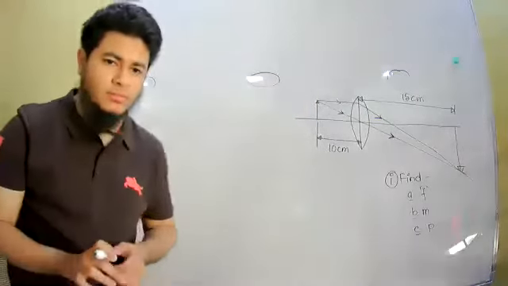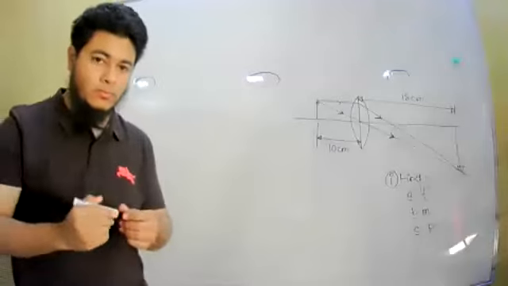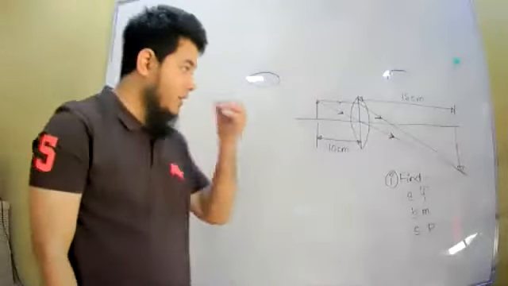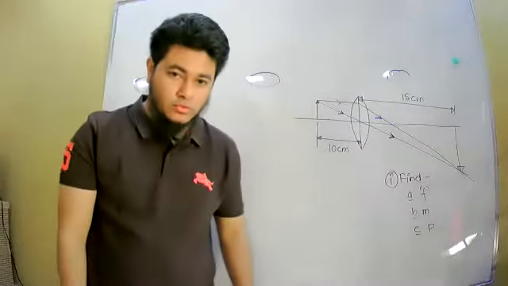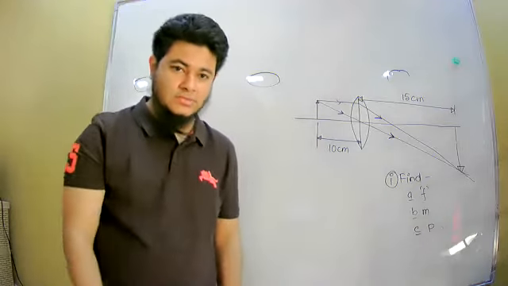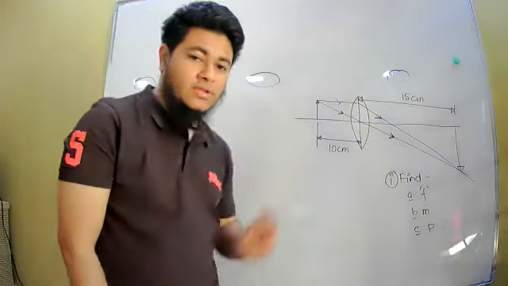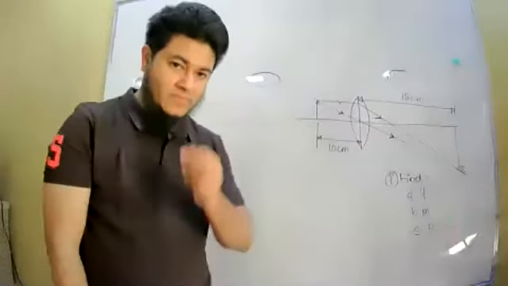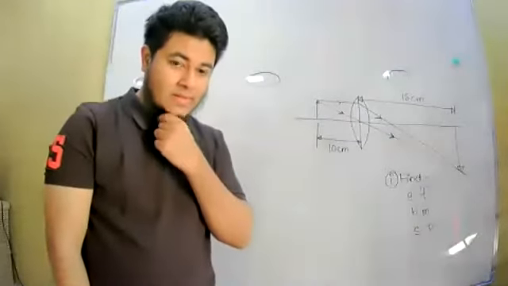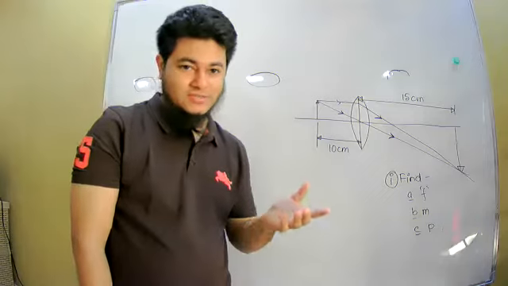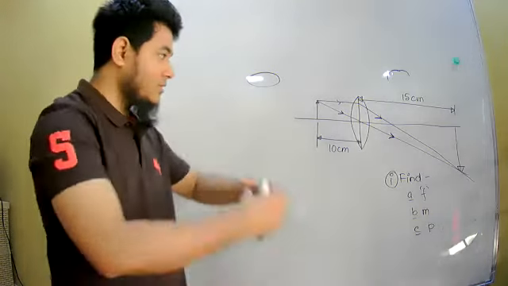Okay, can you hear me now? Yes, sir. Okay, so this is the second curative that we are going to solve today, and it is regarding lens. Can you tell me what type of lens it is? Concave. Convex. Convex lens, right?